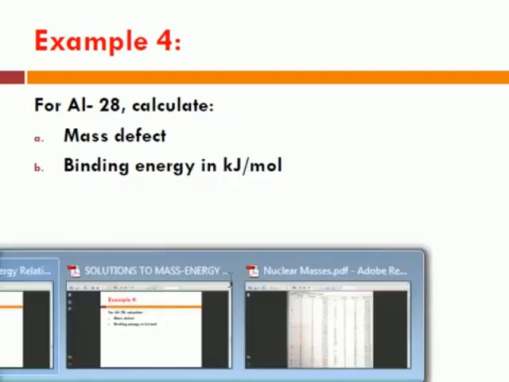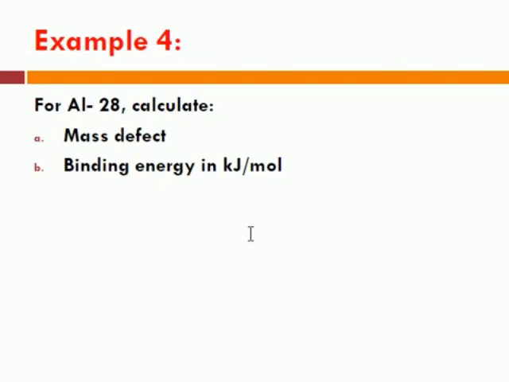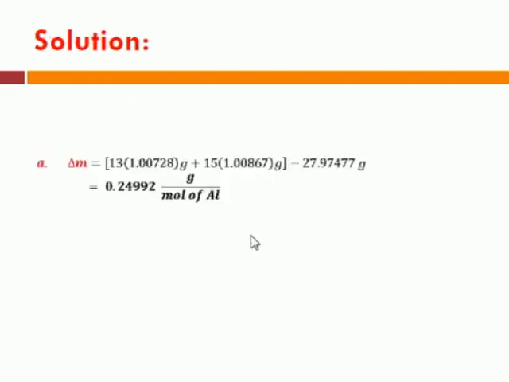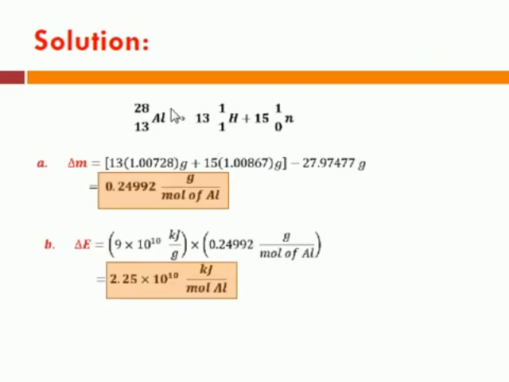So let's first write the equation to compute the mass defect. For aluminum-28, use the periodic table and the table of nuclear masses. The atomic number of aluminum is 13, and the atomic number is equal to the number of protons. So we have 13 protons here. Then 28 minus 13, so we have 15 neutrons. So 13 protons, then 15 neutrons.